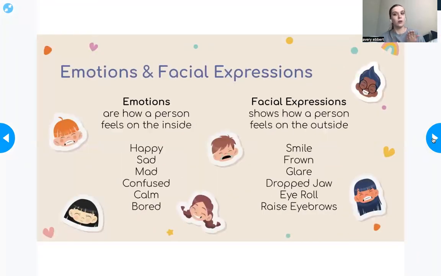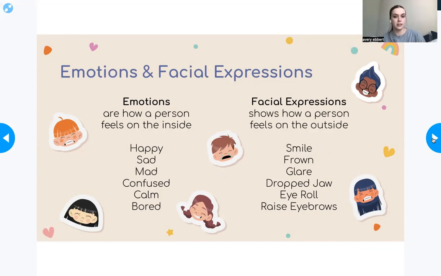So we have emotions and we have facial expressions. So emotions are how a person feels on the inside. You can also call these feelings. It's something you feel. So some examples of these are happy, sad, mad, confused, calm, bored. There's a bunch of different emotions.